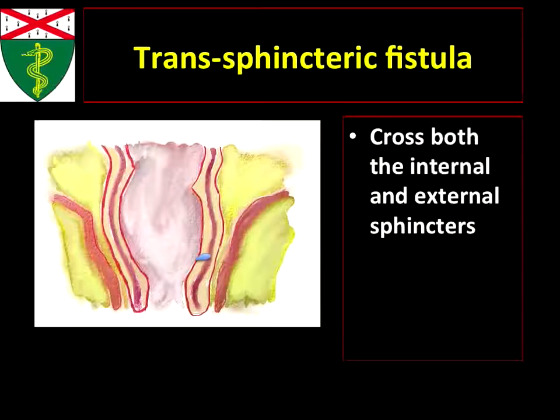So I want you to know about intersphincteric fistulas. Then I want you to know about transsphincteric fistulas, because you're going to see these ones as well. And with these ones, as you can imagine, we have an anal gland that's blocked. It doesn't decompress through the anus. It doesn't decompress through the intersphincteric space. But this one goes through the external sphincter as well and decompresses downwards to that ischioanal fat pad, just like that.